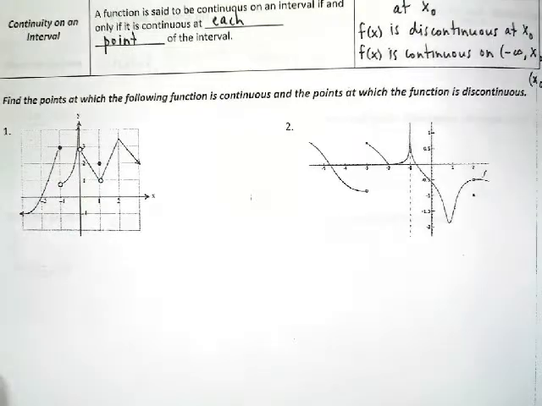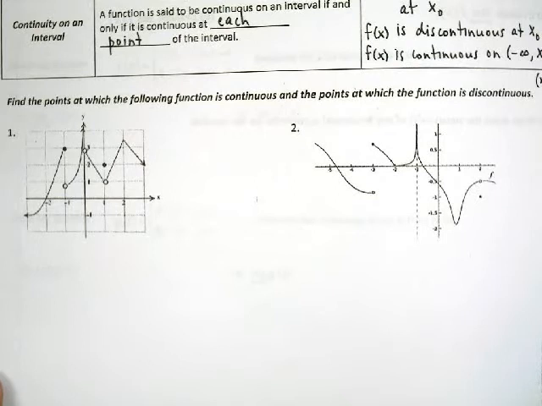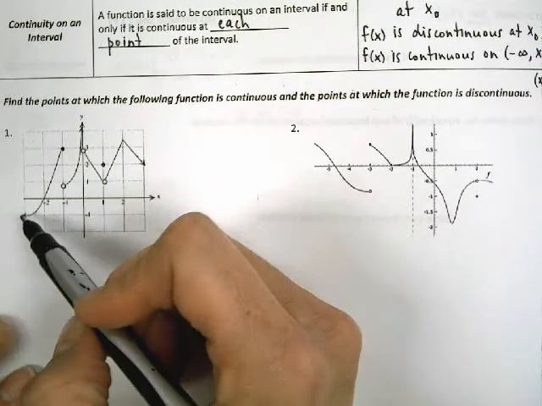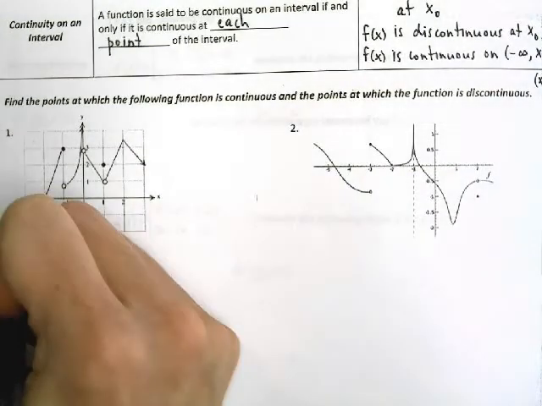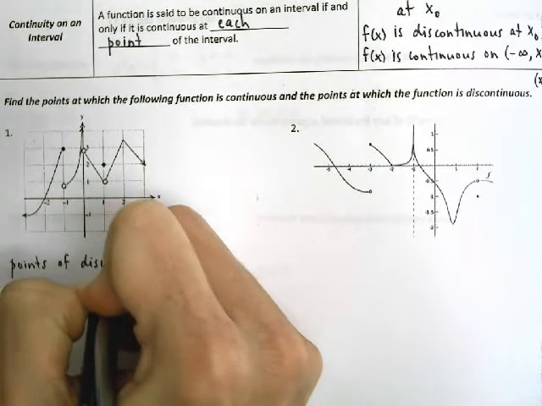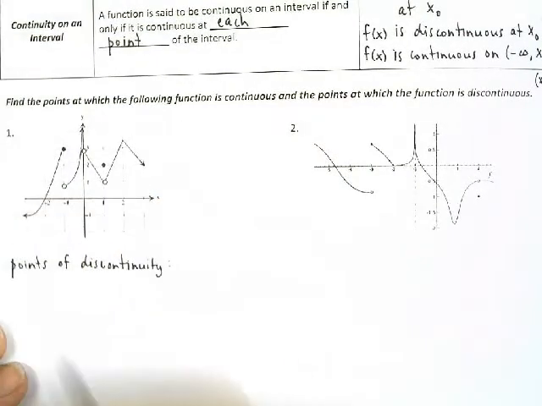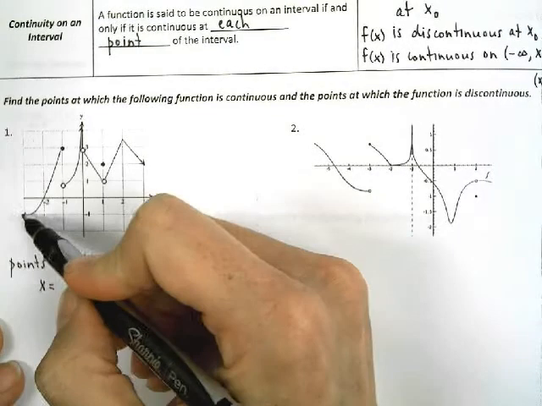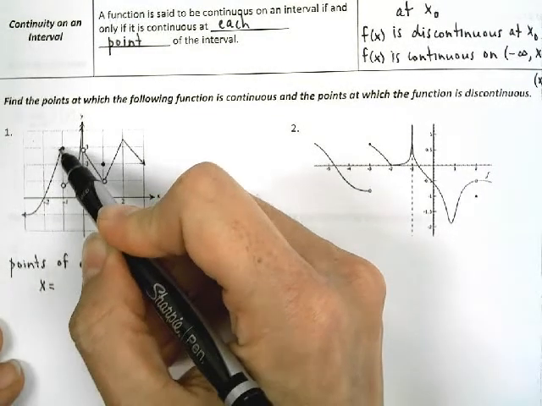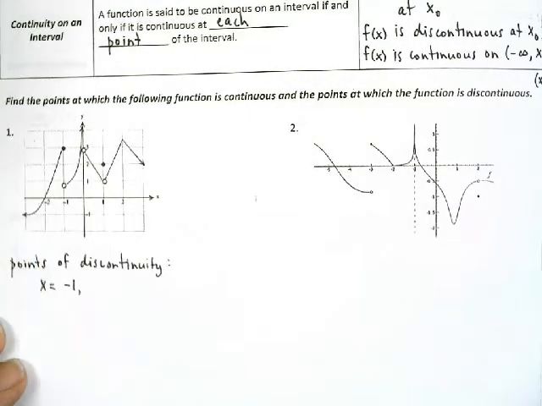Okay, so for number 1, let me focus this. So it says to find the points at which the following function is continuous and the points at which the function is discontinuous. So I'm going to just go from left to right here. So first I'm going to identify my points of discontinuity. Okay, and so if I move along from left to right, so far I'm doing well, but I notice when I get to negative 1, I have this jump here. So that's my first point of discontinuity.